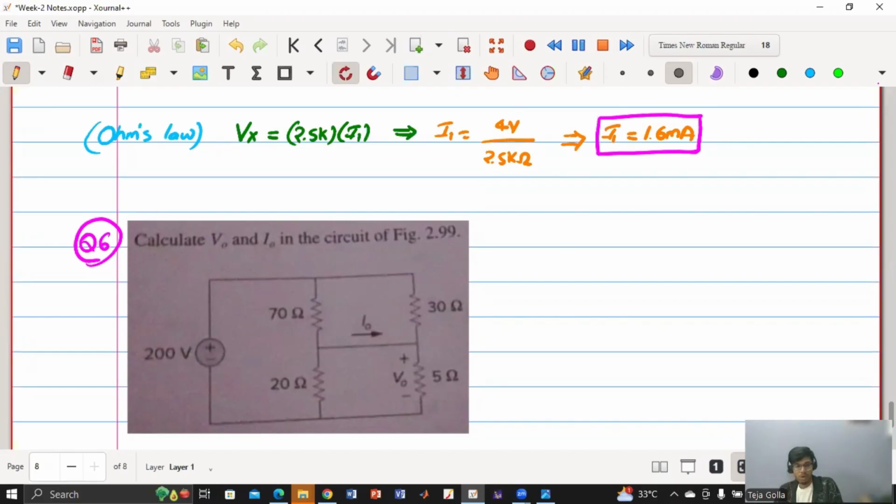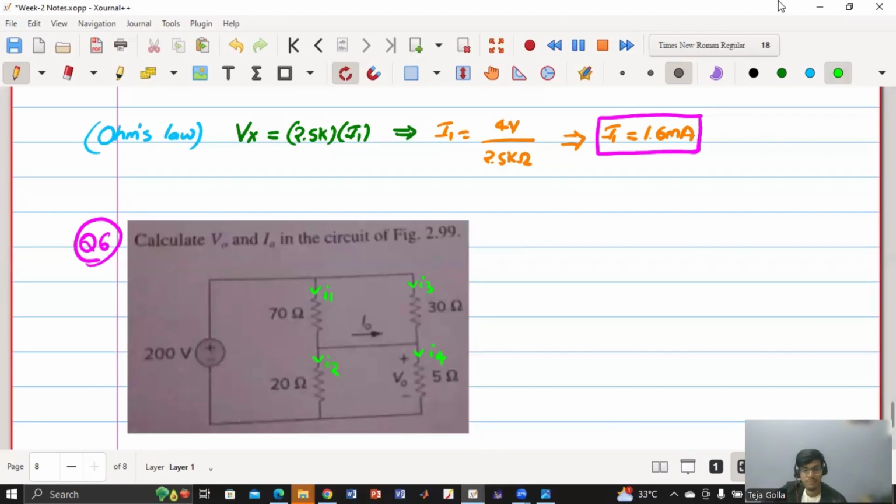Now basically what we have to do is make some assumptions. This is 200 volt, right? I'll assume that the current flowing in this branch is I1, in this is I2, in this is I3, and in this is I4. So I'll have 4 equations and 4 unknowns.